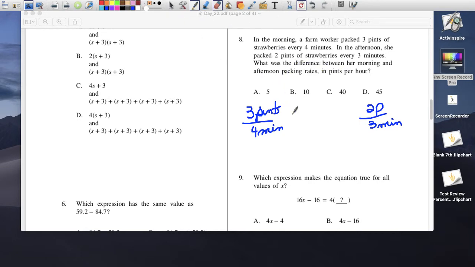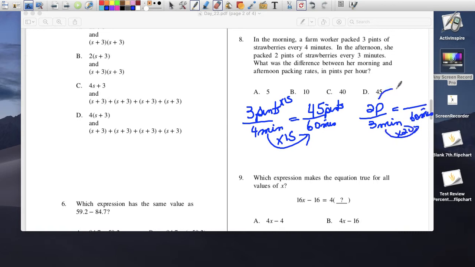So we have to find the rate per hour. 60 minutes. If he does 3 pints every 4 minutes, how much will he do in 60 minutes, which is an hour? Times 15. So in the morning he did 45 pints. In the afternoon, let's take that rate and change it to an hour, which is 60 minutes. So it's 3 times 20 and 2 times 20, which is 40 pints. Obviously it slowed down in the afternoon, because the afternoon was 40 pints per hour and the morning was 45, and the difference is 5.